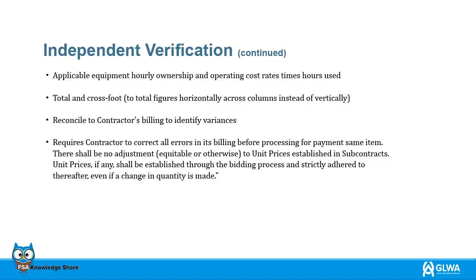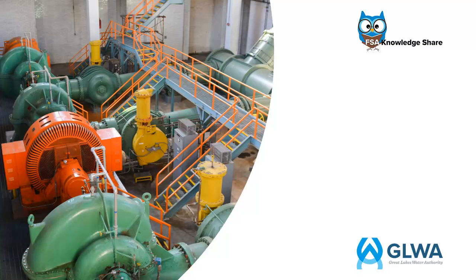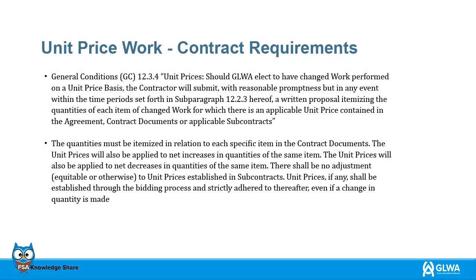Unit prices defined in subcontracts will not be adjusted, equitably or otherwise. If there are any unit prices, they must be determined during the bidding process and strictly adhered to thereafter, even if the quantity is changed. In instances where new unit prices are proposed for new work in a CCD, a detailed proposal shall be submitted and negotiated. After the CCD is approved, the new unit prices may be applied for future work on this project. Our contract provides detailed instructions whenever unit prices are applied.